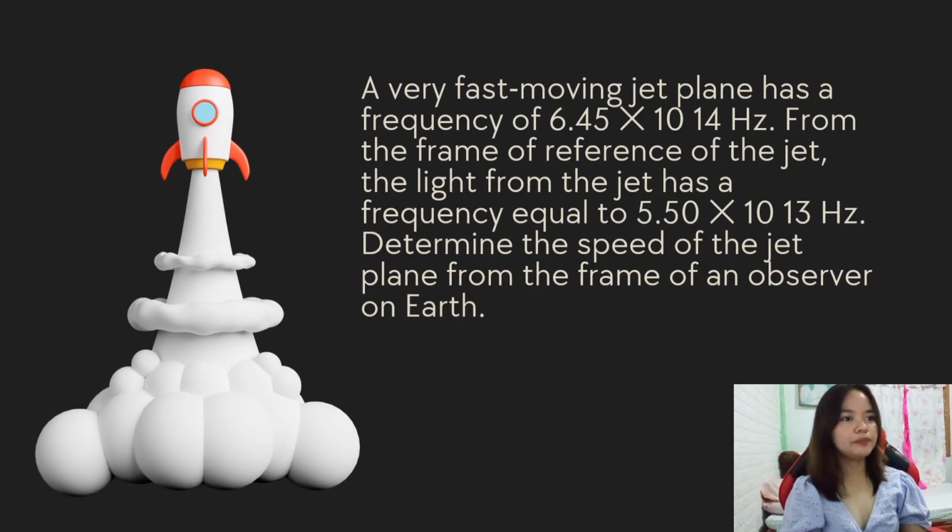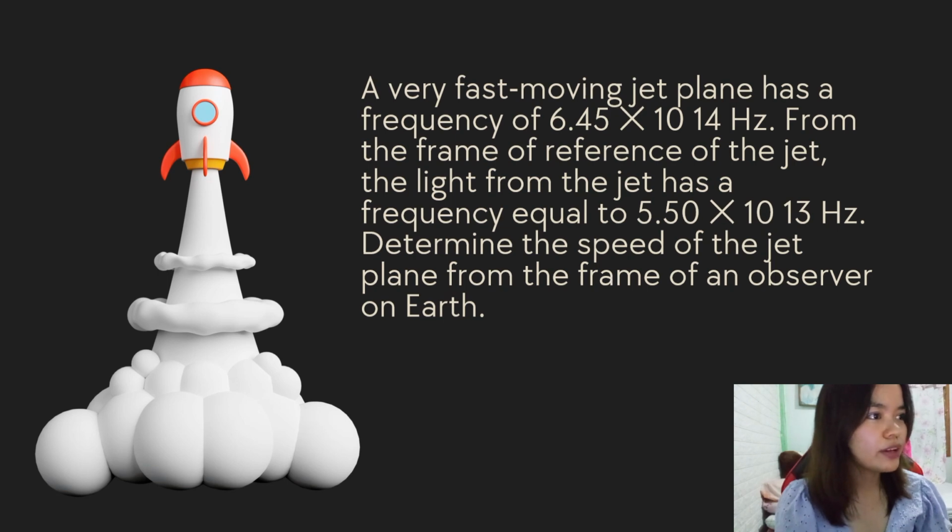For the next problem, a very fast-moving jet plane has a frequency of 6.45 times 10 raised to 14 Hz. From the frame of reference of the jet, the light from the jet has a frequency equal to 5.50 times 10 raised to 13 Hz. Determine the speed of the jet plane from the frame of an observer on Earth.